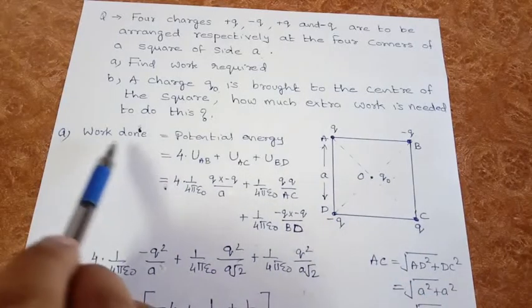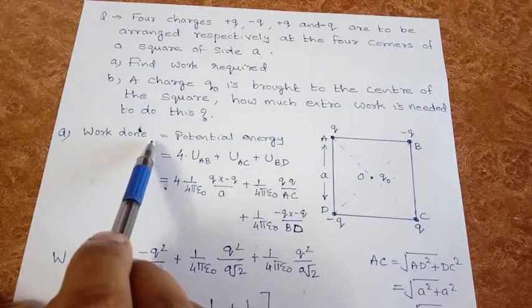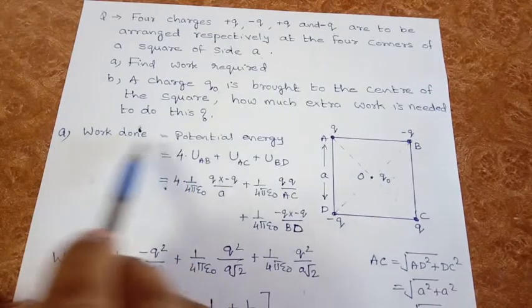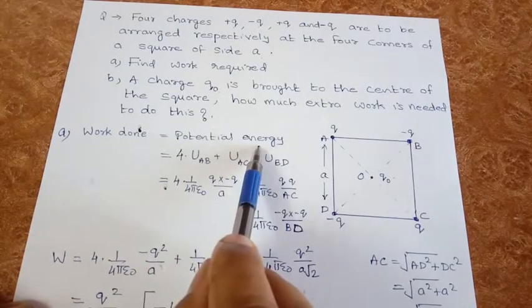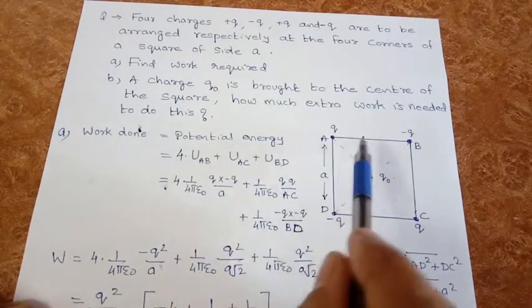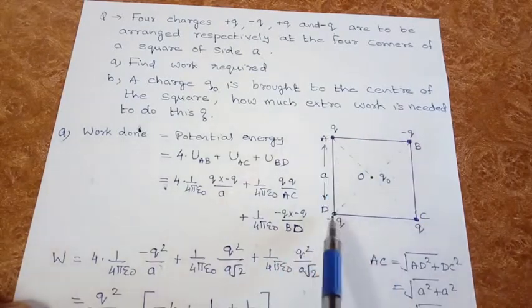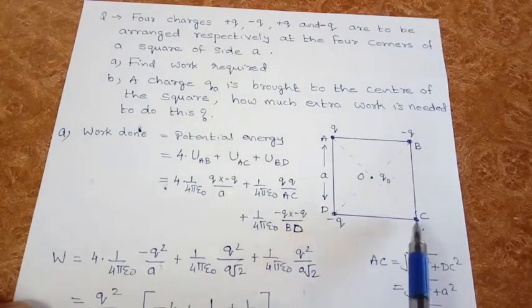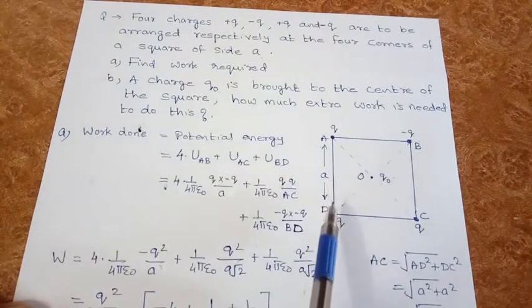Let us address the first question. What is the work done to assemble the charges at this particular distance? We already studied that work done to assemble the charges is nothing but potential energy, and you can see how many pairs are there. This is a pair of q and minus q, this is a pair of q and minus q, this is a pair of q and minus q, this is a pair of q and minus q. So 4 pairs are there.